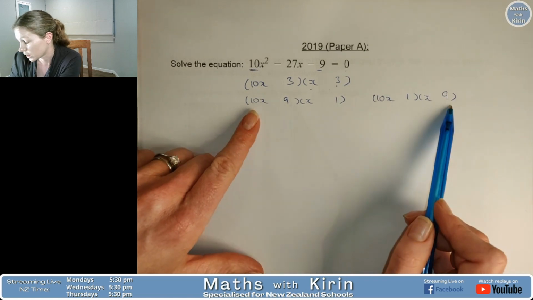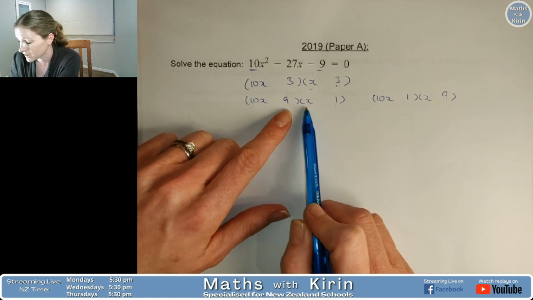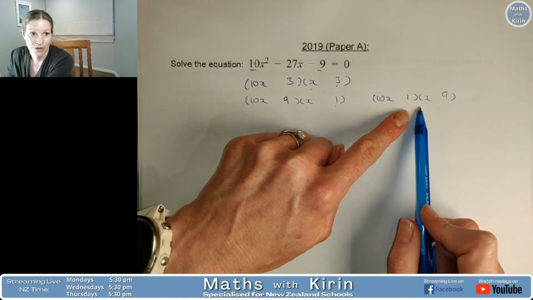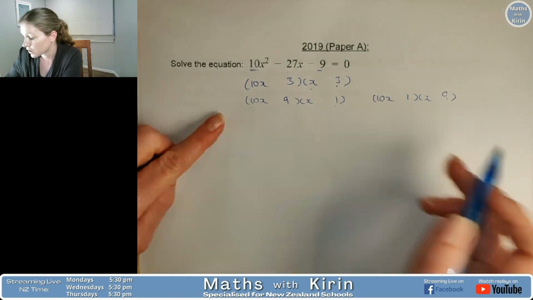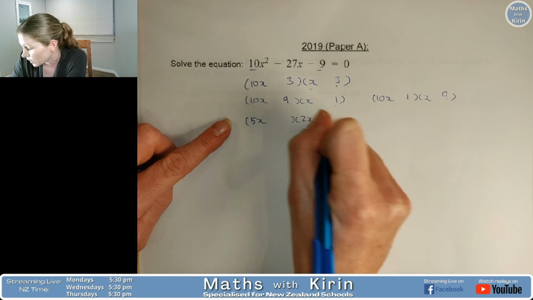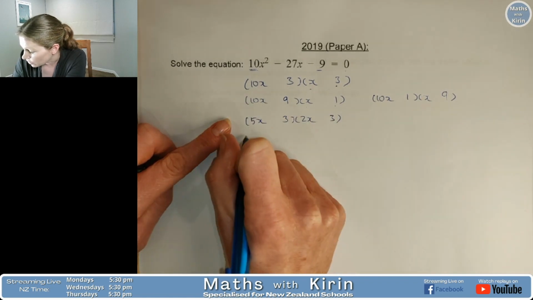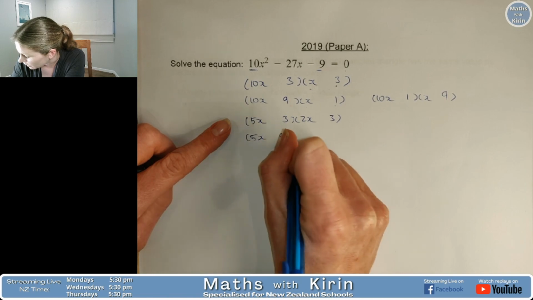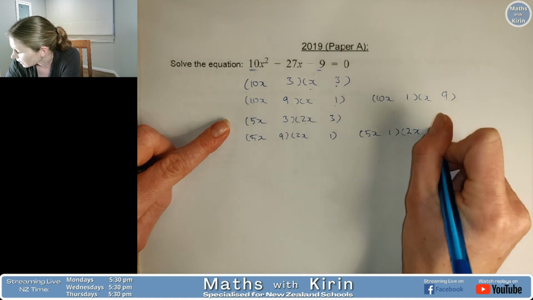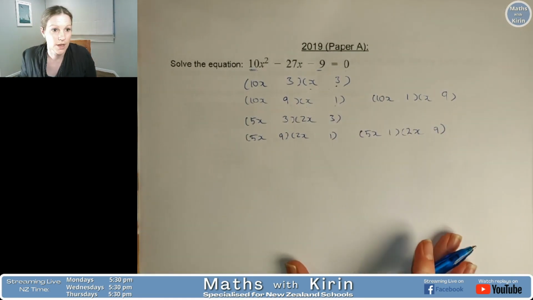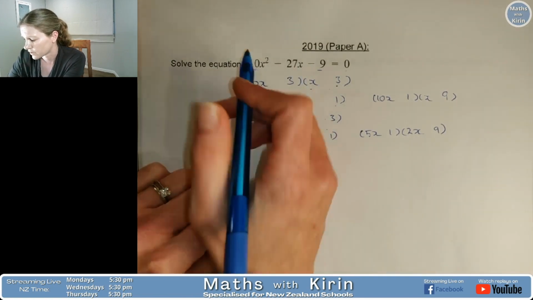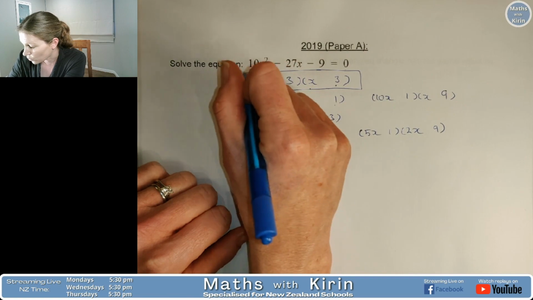If you wanted to check the others, 10x and 1 would give you 10x and 9x. That's not a difference of 27. 90x and 1x is also not a difference of 27. You could keep going through. You might have started with your 5x and your 2x, and you would obviously have 3 and 3, or you could have 5x, 9, and 2x and 1, or 5x and 1, and 2x and 9. Okay, those are all of your possible solutions. If you tried these, you'd also find that you don't get your negative 27. So we know that this is the one that works.